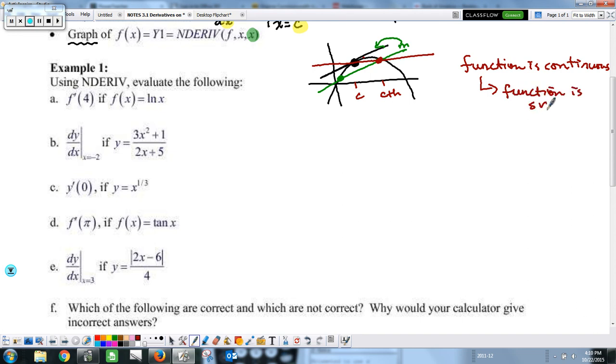And what we mean by that is it doesn't have any cusp. And then after you make sure your function is smooth, you check and make sure that your function does not have any vertical tangent lines, because those would have undefined slope. So there are a couple of hurdles that you have to meet, and you have to be careful of this when you're evaluating functions and finding derivatives with your calculator.